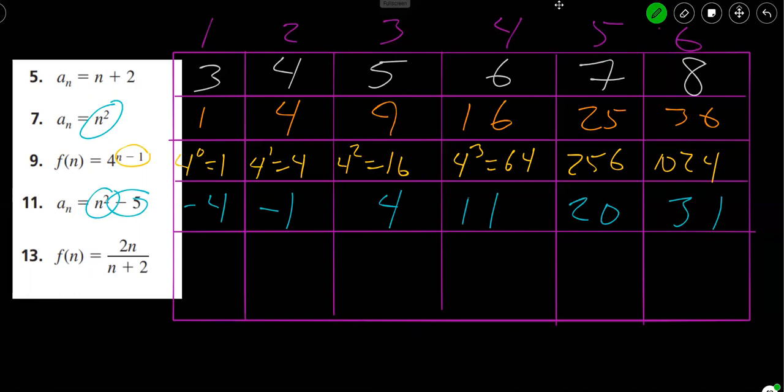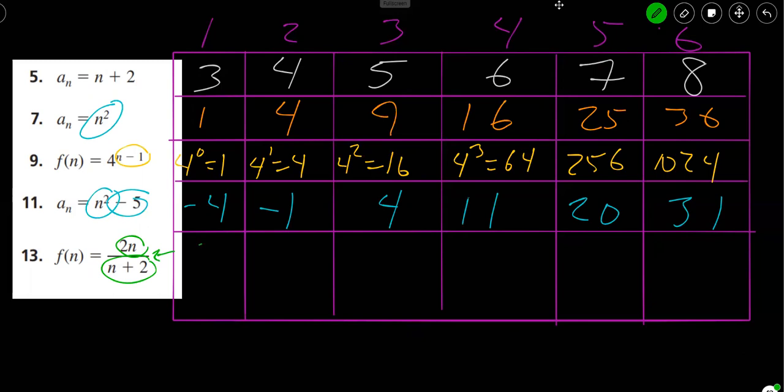And then lastly, this last one is the most complex of them all. I'm actually doing 3 things. I'm multiplying the position by 2, I'm adding 2 to the position, and then I'm making a fraction out of them. I can divide it if I want, but typically it's better just to leave these as fractions.